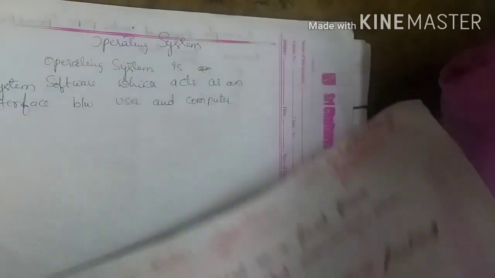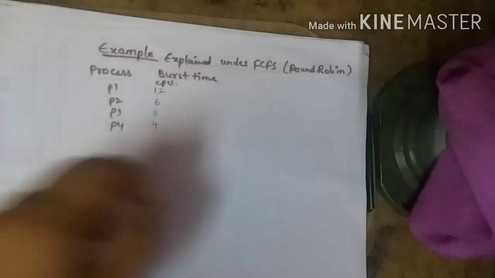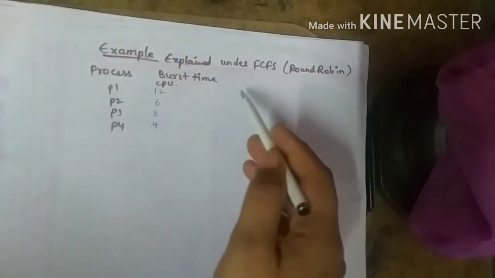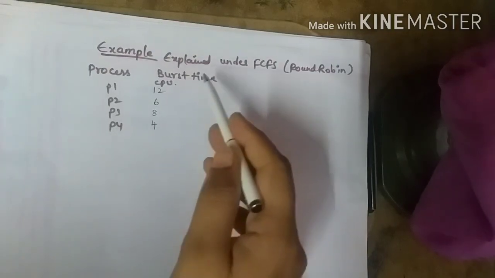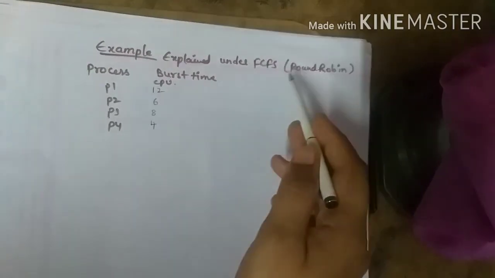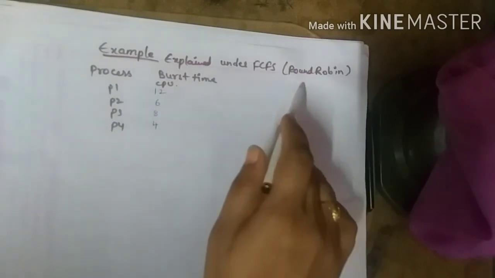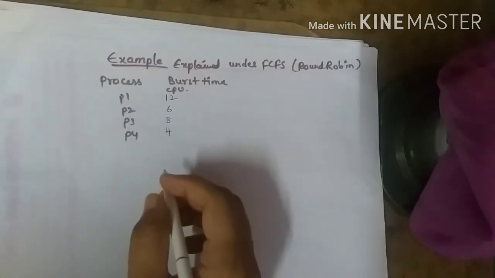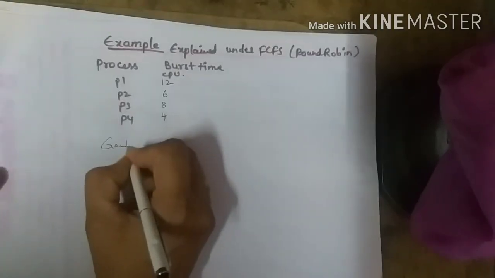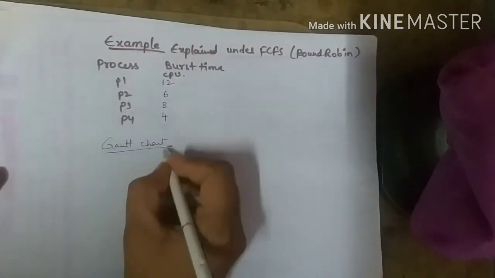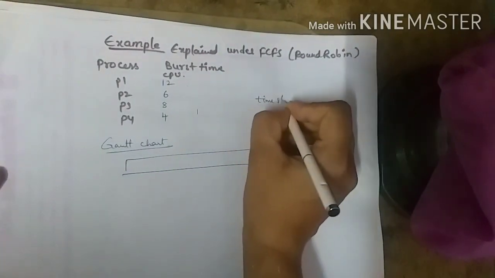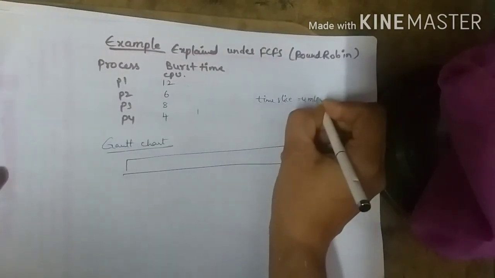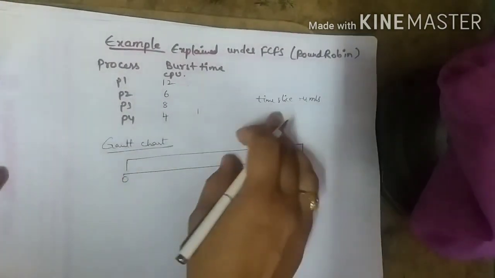This algorithm we'll see with an example. In this example, I'll show FCFS, meaning whichever process comes first into the main memory, that process is going to be executed first, and within the time slice only it is going to be executed. Now we'll take the Gantt chart. For this Gantt chart we'll prepare now. In this Gantt chart, process allocation, I am taking the time slice as 4 milliseconds.